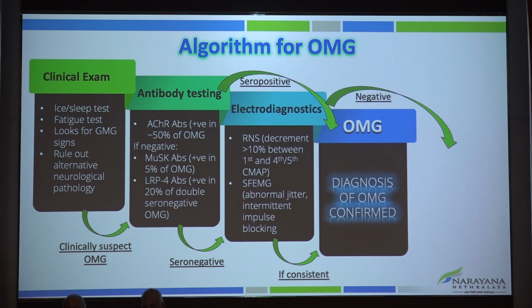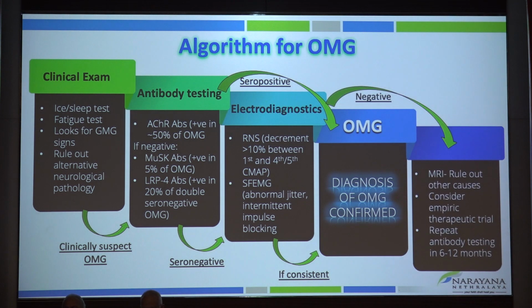But if you find all this negative, you need to do an MRI, which is also important in all cases, to rule out the actual cause, consider an empirical therapeutic trial, and repeat antibody testing in about 6 to 12 months, which if positive will confirm the diagnosis.